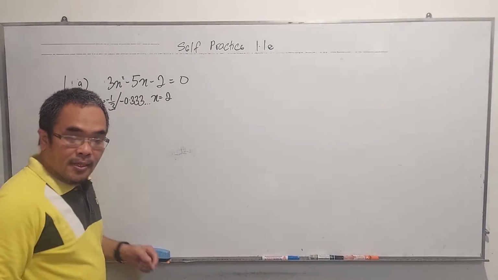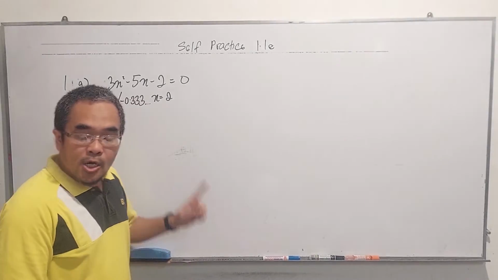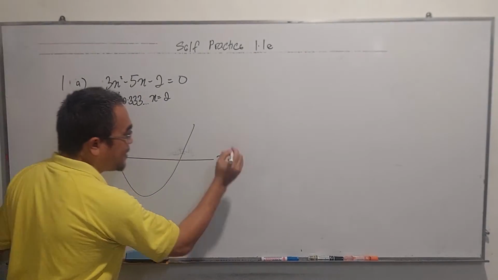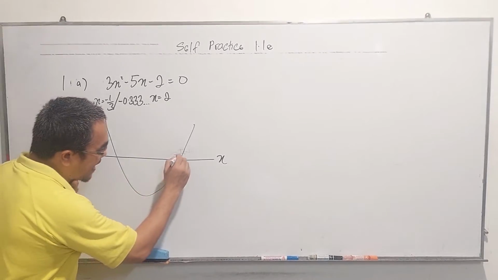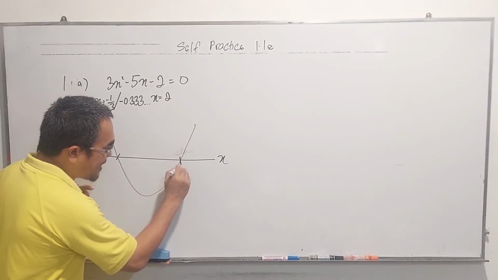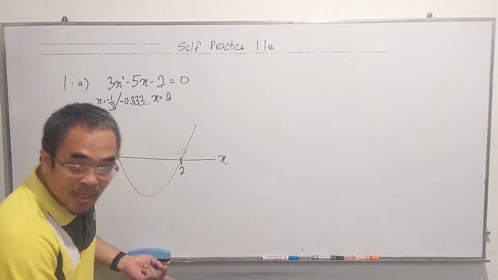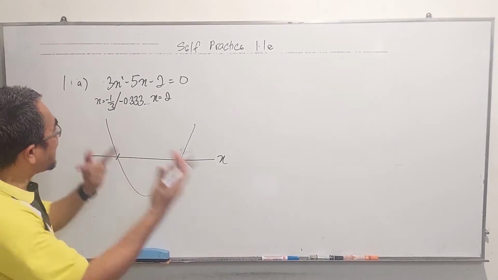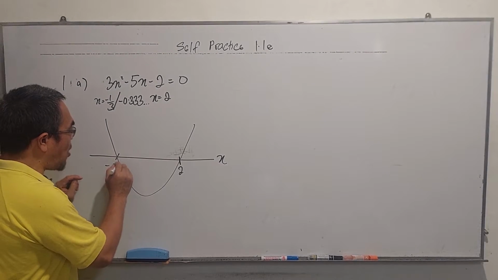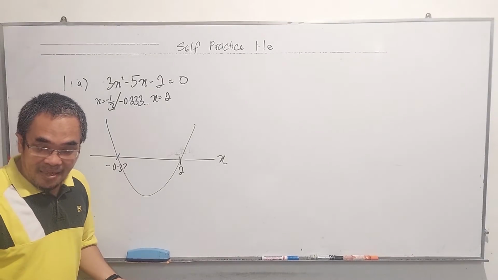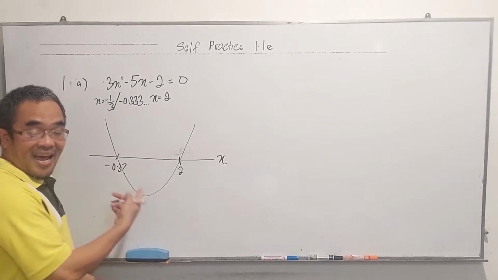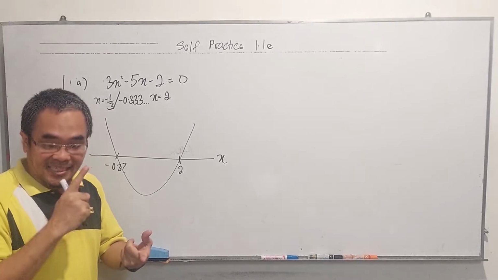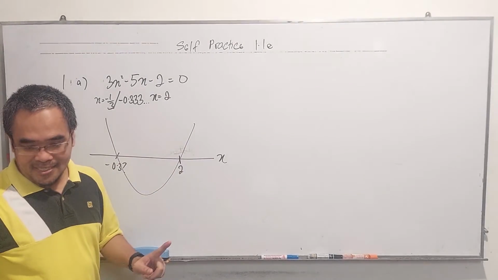Why? Because I want you to know that roots are actually the intersection of the graph with the x-axis. Do you notice the x-axis meets the graph? One is at 2, another is at, I cannot read that accurately compared to the given roots here. So I will just estimate, maybe around negative 0.3. But since I know this is negative 0.33, I can write it like that. What you have to remember is that roots are the intersection of the curve with the x-axis.